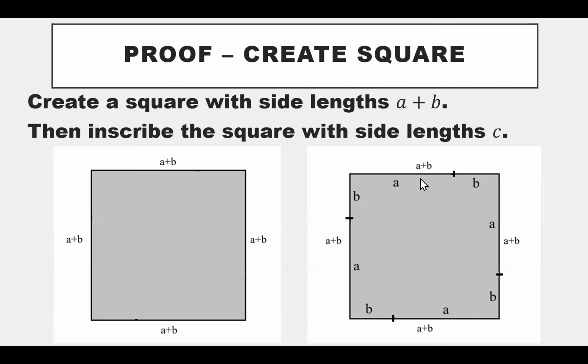Now each side is length a plus b, so I'm going to break it up into a section of length a and a section of length b. Now I can draw a line segment from each of the section breaks. And if I do that, each of those line segments has to be length c because we've just created a right triangle whose legs are length a and b, therefore the hypotenuse has to be length c.